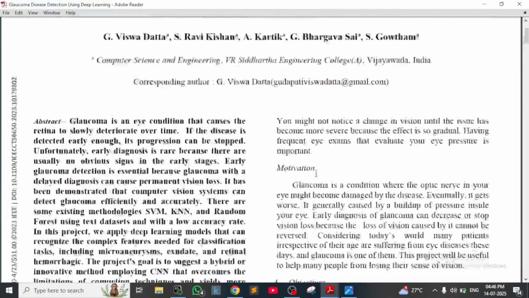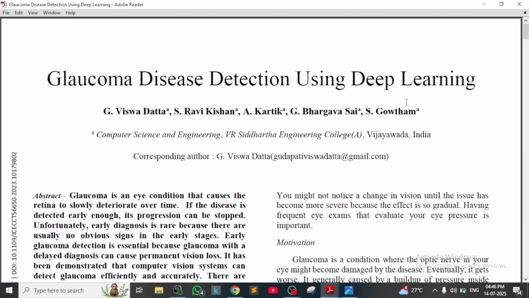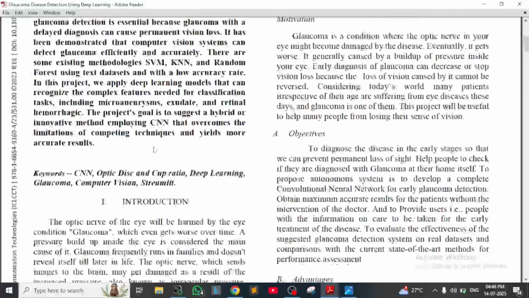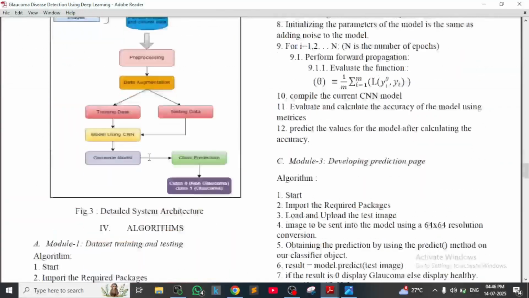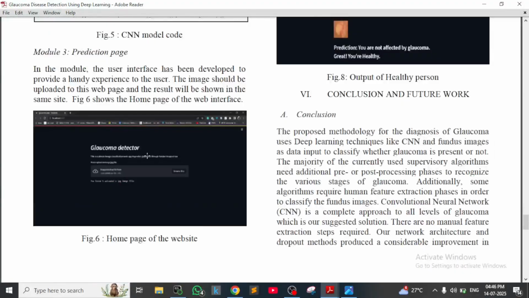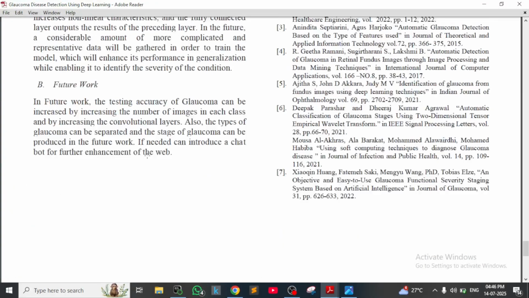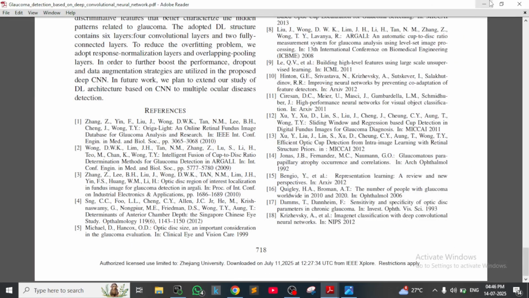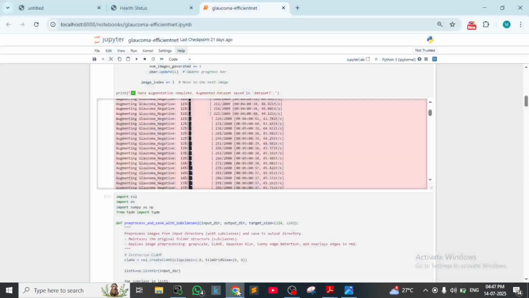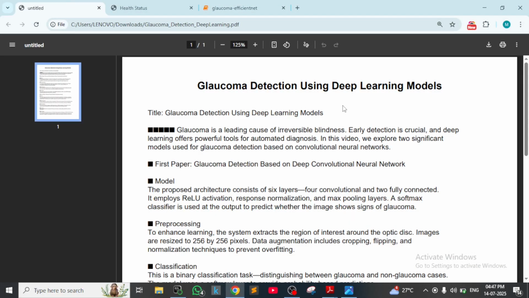See the second research paper: glaucoma disease detection using deep learning by G Vishwadatta, S Ravi Kishan, A Karthik, B Bhargava Sai, and S Gautam. This research paper looks like this. We studied both research papers, and I will explain them. Glaucoma disease detection using deep learning methods.